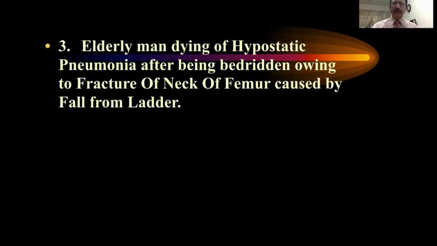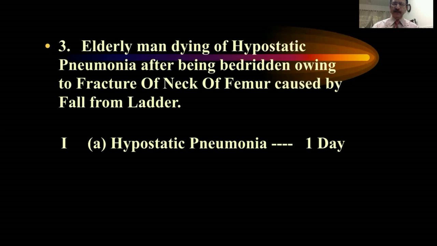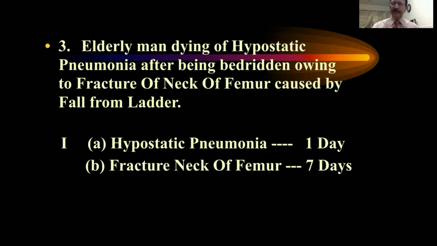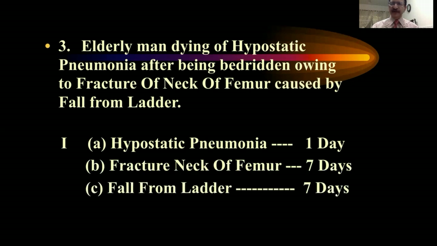These are a few more examples. Another example, an elderly man dying of hypostatic pneumonia after being bedridden owing to a fracture of the neck of femur caused by a fall from a ladder. Then it should be written as 1A hypostatic pneumonia, and in 1B, fracture neck of femur for the last 7 days, and 1C, fall from ladder. So the fall from the ladder led to the fracture of the neck of femur, leading to hypostatic pneumonia.